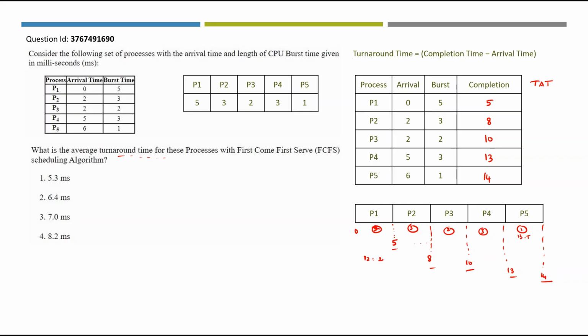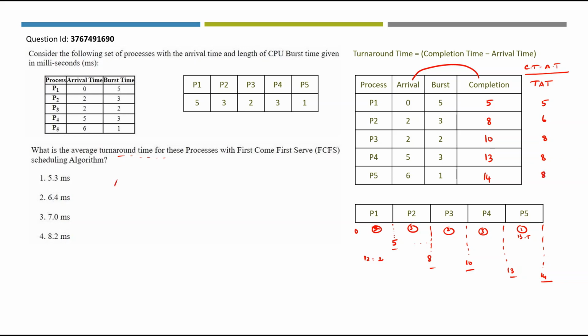Now we have the completion time. So what should we do for turnaround time? It is completion time minus arrival time. 5 minus 0 will give you 5. 8 minus 2 will give you 6. 10 minus 2 will give you 8. 13 minus 5 will give you 8. 14 minus 6 will give you 8.